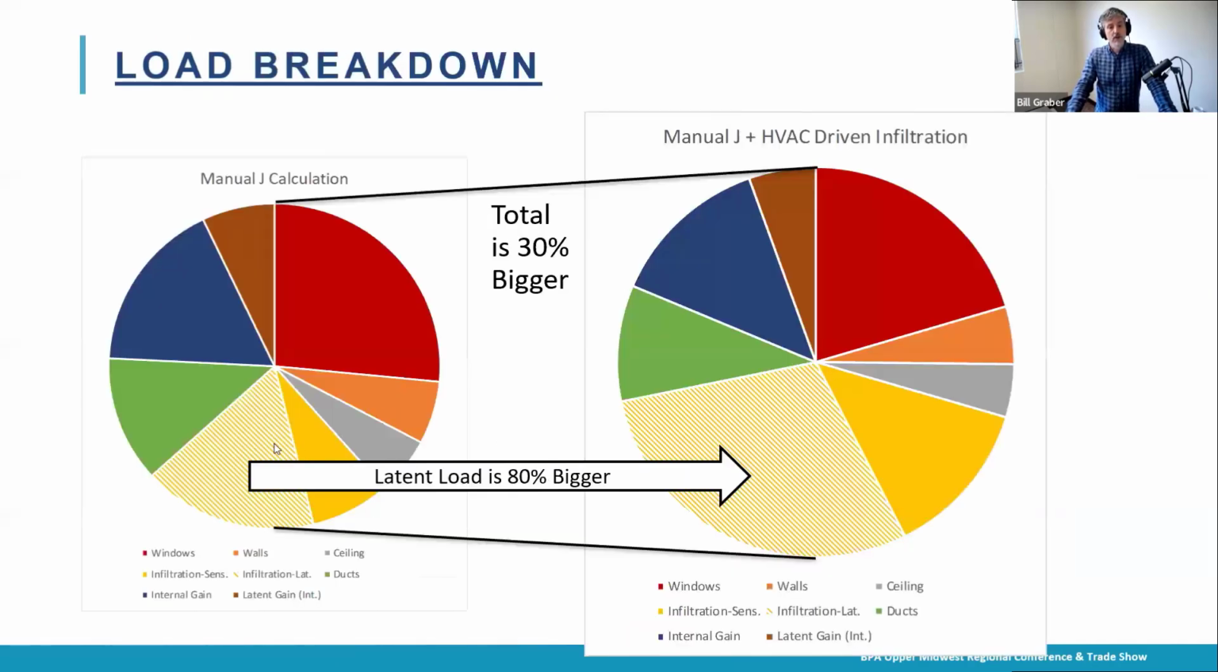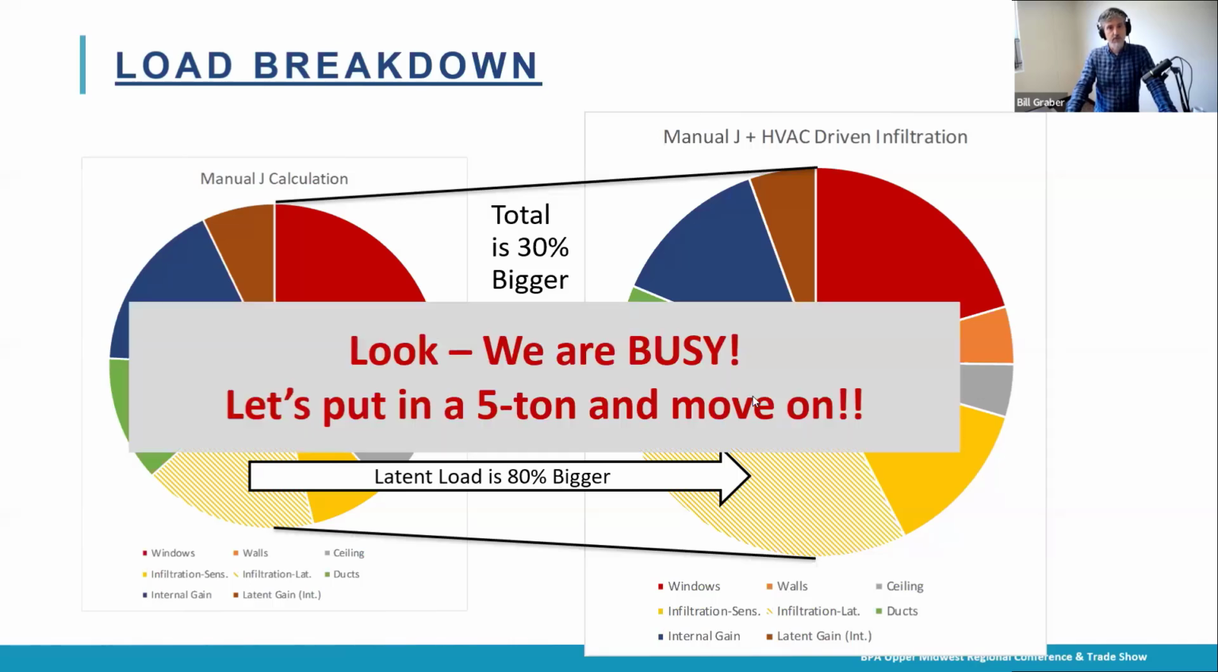And the load, this is just an analysis of the load. It's almost all this yellow hash mark. That's the latent load, meaning how much dehumidification, how humid is that air. Because it was in Miami, that was causing major comfort issues. What common solution to that is people say, hey, let's just throw in a bigger unit and move on.